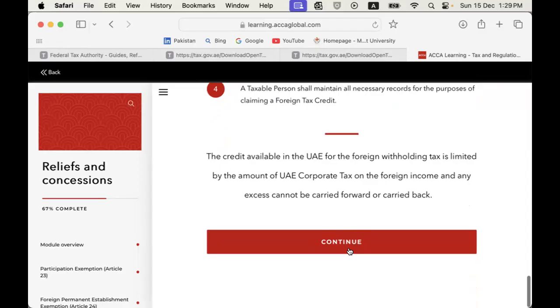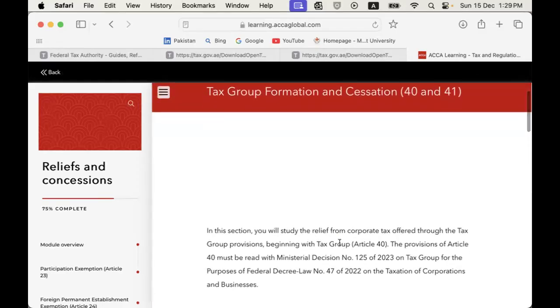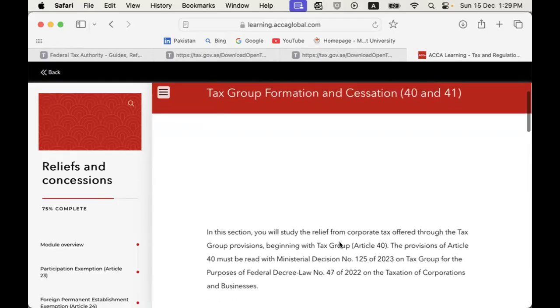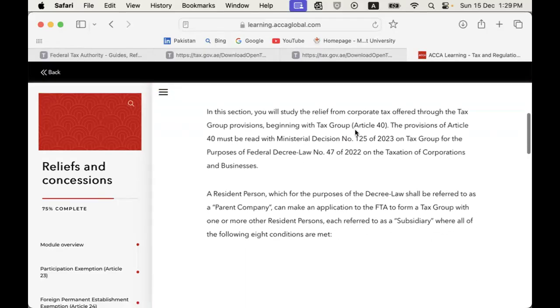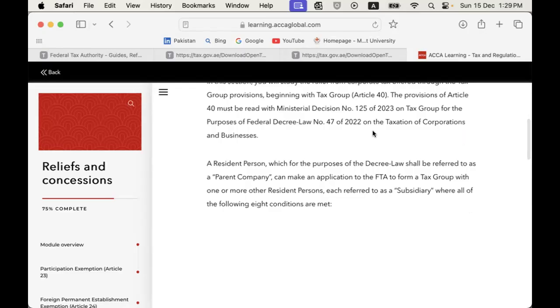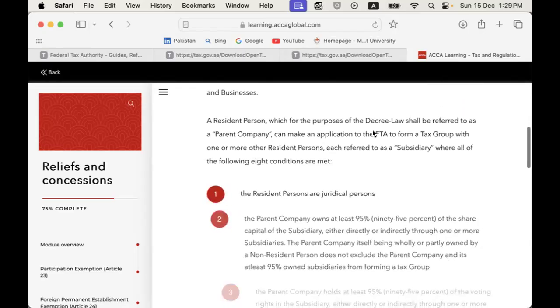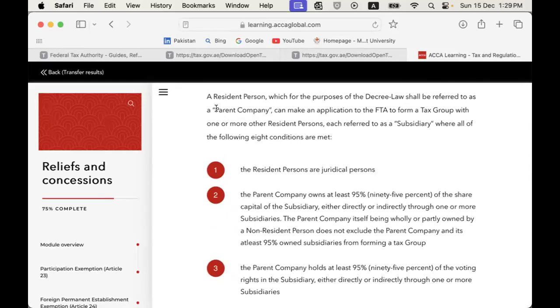The credit available, this is a repetition. Now I think this may be the last topic for today: tax group formation and cessation. So I'm going to be quick. There's Article 40 for tax group, and a decision also, ministerial decision number 125. We will directly look at the provisions.